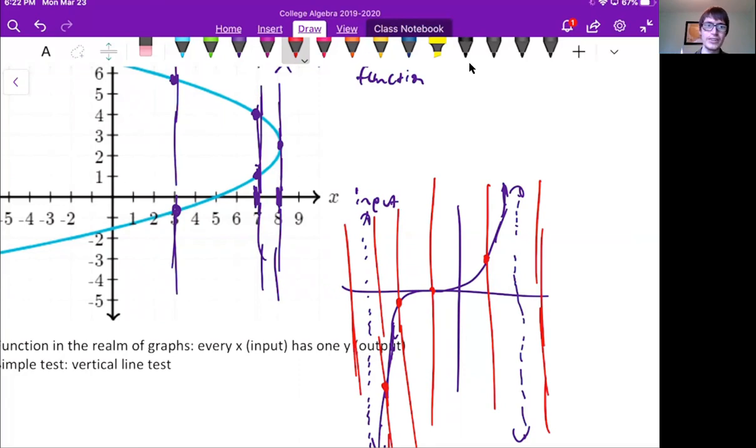The test is trying to see, can you hit 2 or more points by drawing vertical lines? And if you cannot hit 2 or more points by drawing vertical lines, then it is a function. And we can see that here.